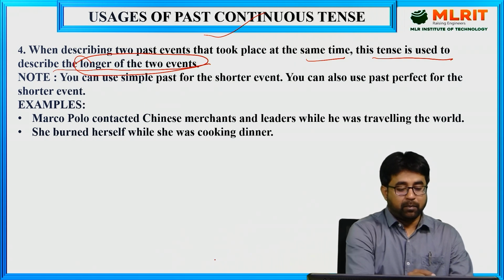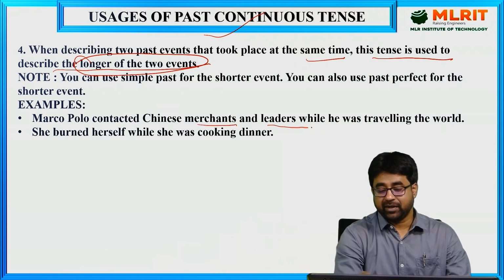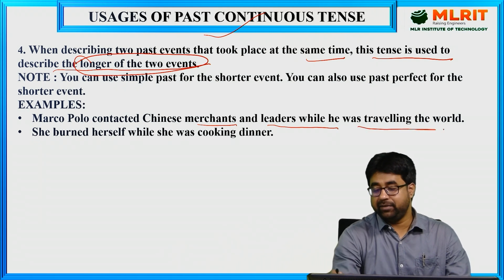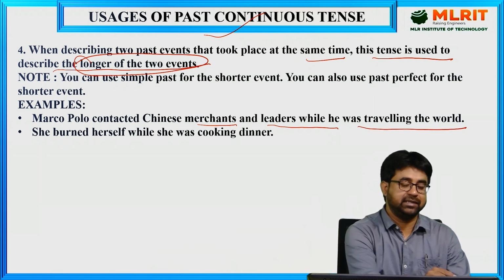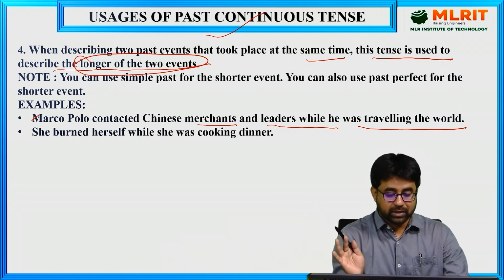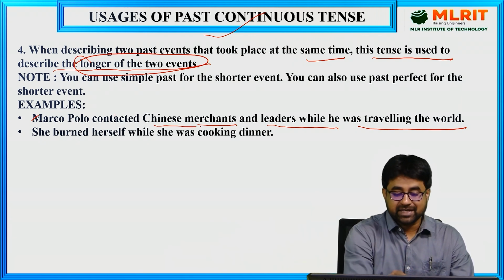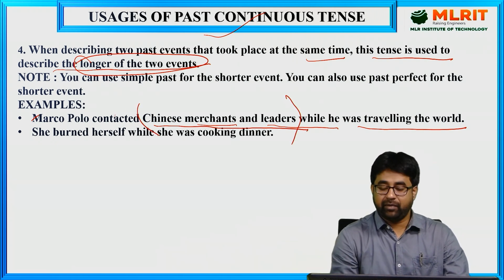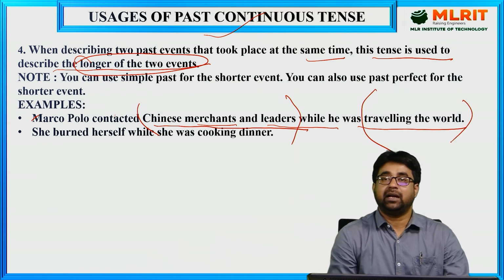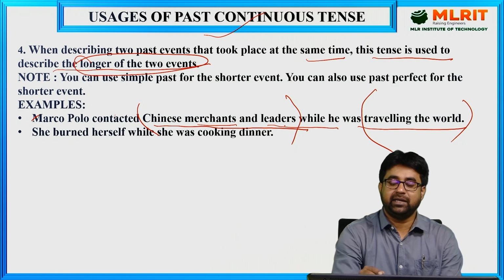See here, Marco Polo contacted Chinese merchants and leaders while he was traveling the world. So you can see there are two things that happened in the past, right? In this sentence, you can understand. What are the two things? First, Marco Polo coming into contact with Chinese merchants and leaders. This is one action or one event. Which one was the other event? Traveling the world. Now, you can easily tell the act of meeting Chinese merchants or leaders is obviously shorter.